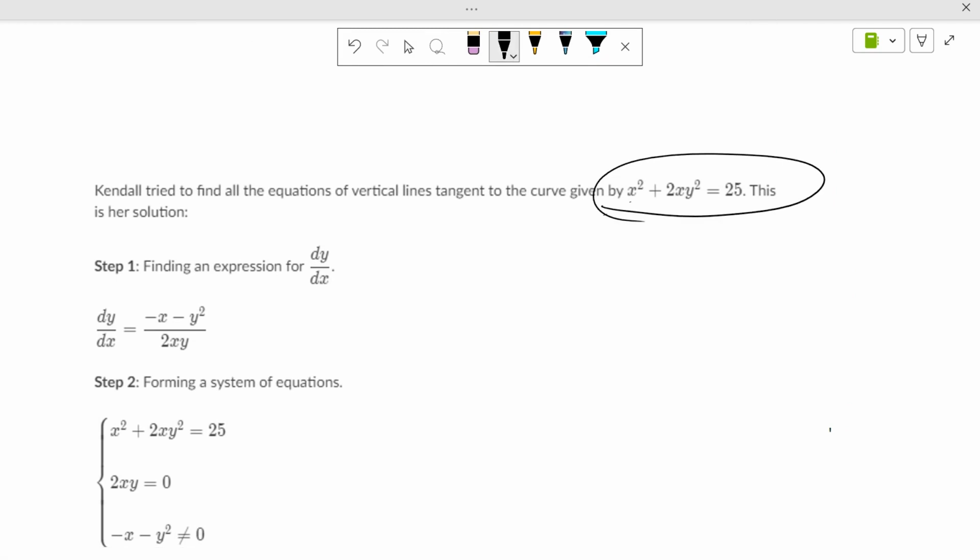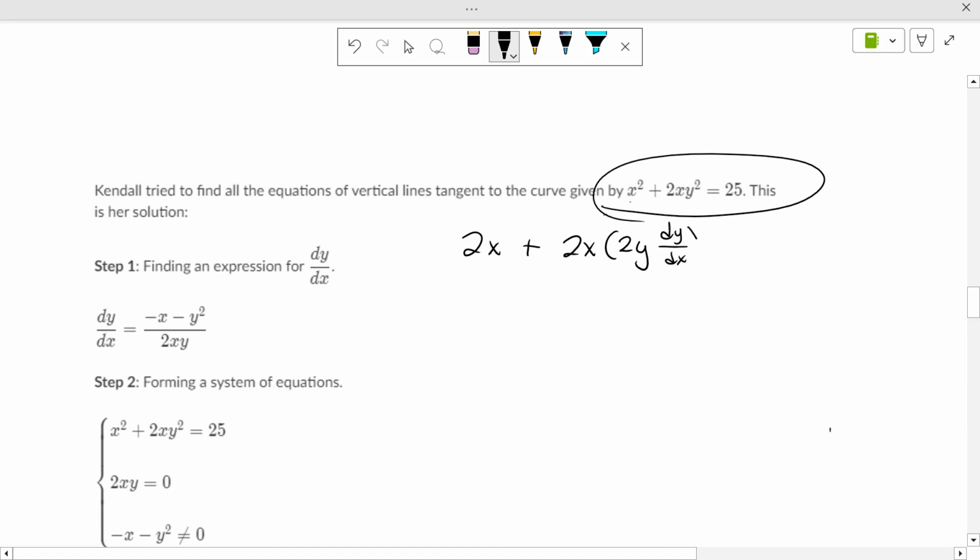So if we have to do the problem, what am I going to do to that thing? Implicit differentiation. What's the implicit differentiation of this? 2x plus 2x times 2y dy dx plus y squared times 2 equals 0. Yeah. So it's 2x plus 4xy dy dx plus 2y squared equals 0.